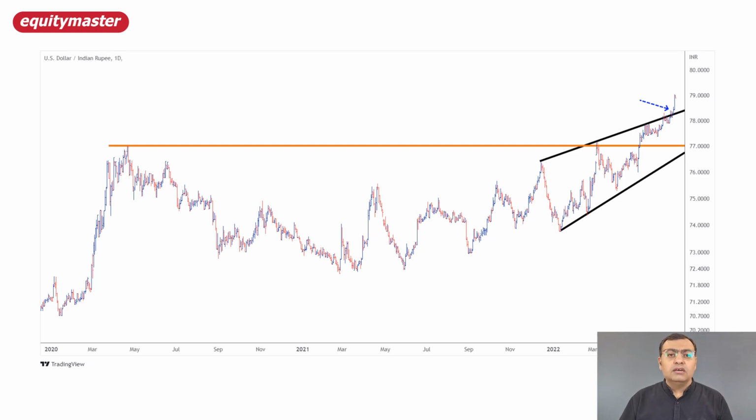Generally, when a technical structure fails, it indicates that there could be a short covering rally, or the longs could unwind. In this case, we have seen prices heading higher, so there is a possibility of a very fast and furious short covering rally, which could take the dollar towards 81 and 82 levels against the rupee. So more depreciation of the rupee can be on the cards. Looking at the short-term momentum, or at the quarterly structure, I believe we might see around 81, 82 levels, because a short covering rally can be on the cards.